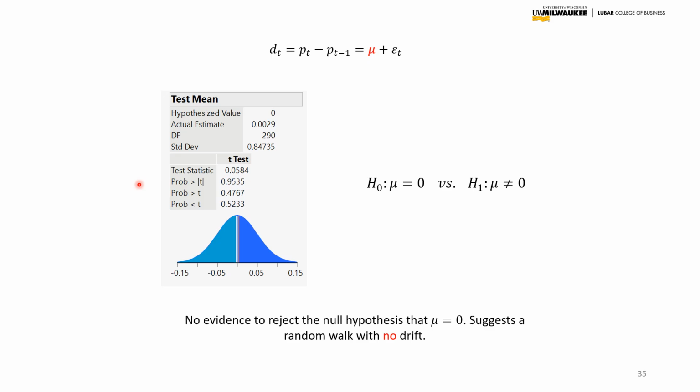We can look at the two-sided p-value, which is 0.9535. Since that p-value is large and greater than 0.05, we do not reject the null hypothesis of mu equaling 0. Thus, there is no evidence of drift to this price series, and we would conclude that we're dealing with a random walk with no drift.